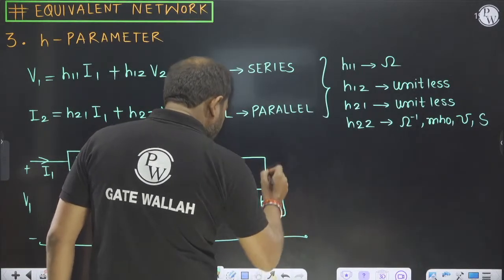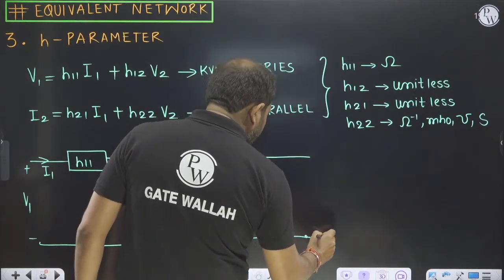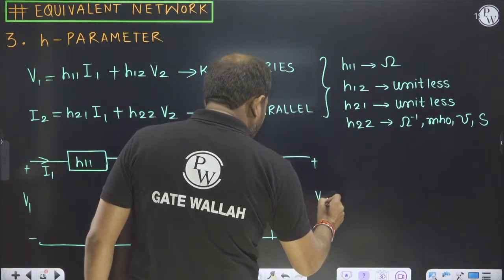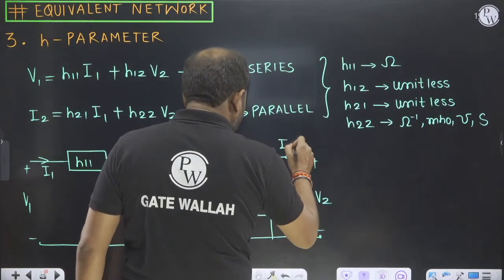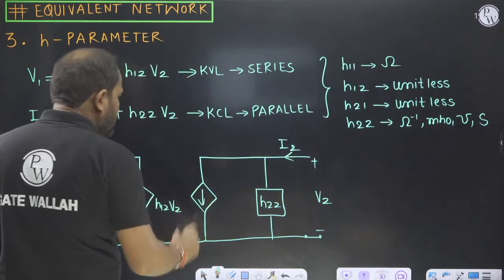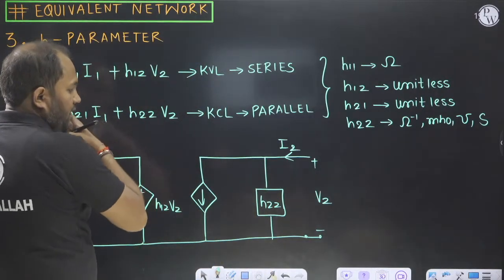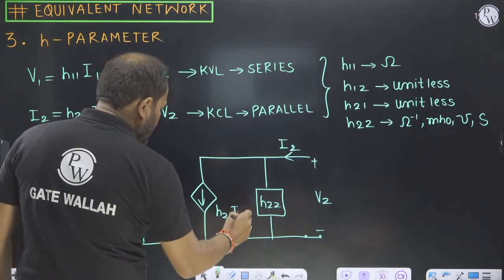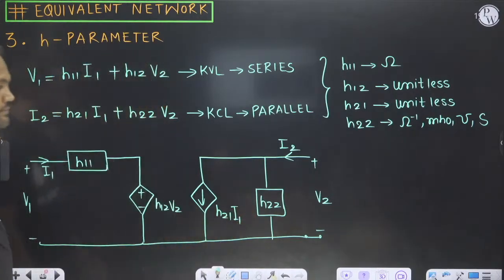H22 I2, V2 and I2 and current source. Yes sir. Current source is H21 I1. H21 I1. Yes sir. So this is our H parameter.